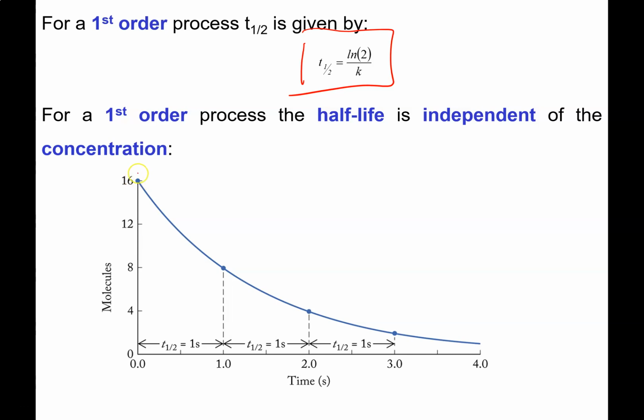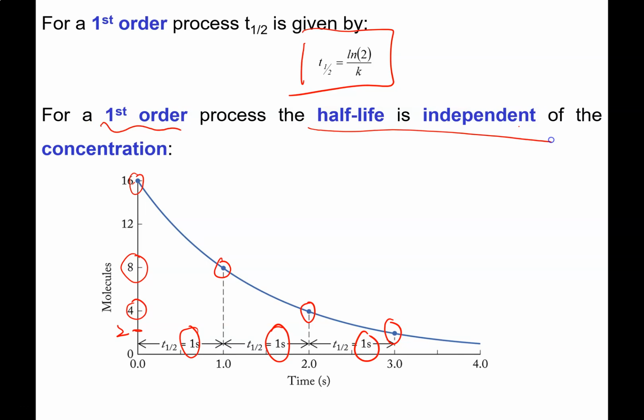So if I look at the time to go from 16 molecules to 8 molecules in this reaction, that's 1 second. If I look at the time to halve again and go from 8 molecules to 4 molecules, guess what? It's 1 second. And if I look at the time to go down to 2 molecules from 4 molecules, guess what? It's 1 second. So for a first order process, the half-life is independent of concentration. It doesn't change with time.